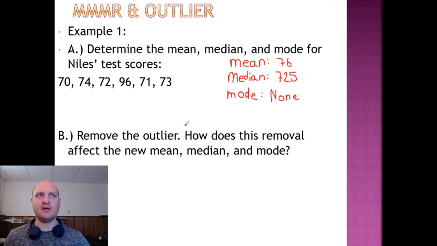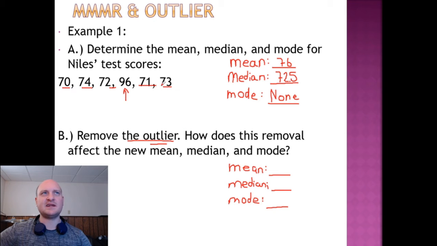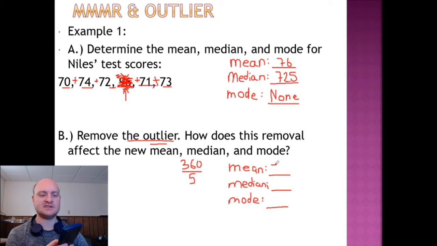Now for part B, remove the outlier. How does this removal affect the new mean, median, and mode? All these numbers are in the 70s except for 96. 96 must be our outlier. If we remove it, we must now do a new mean, median, and mode. Remember that after I add them all together, I am only dividing by 5 since one of the numbers has been taken out. Our mean now is 72.